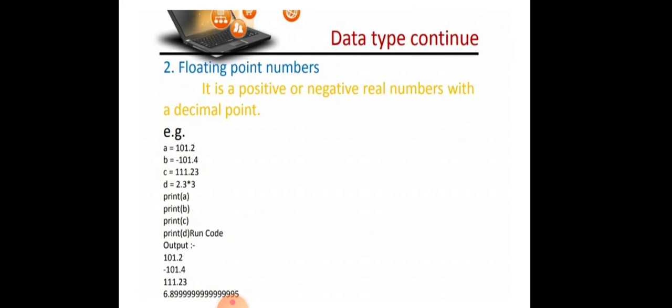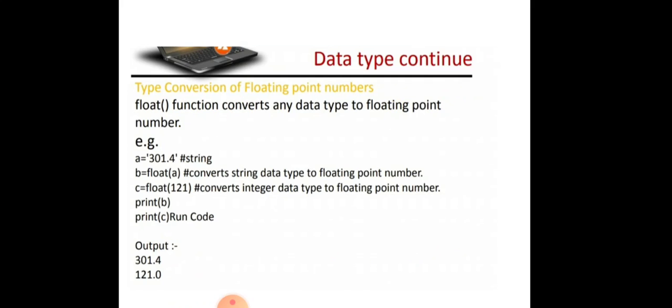Now floating point numbers. Floating point numbers signify real numbers. It is a positive or a negative real number with a decimal point. This data type is used to store numbers with a fraction part. For example, we have a equals 101.2, b equals 101.4 and we write d equals 2.3 into 3. When we print, we get the output 101.2, minus 101.2. Type conversion of floating point numbers.